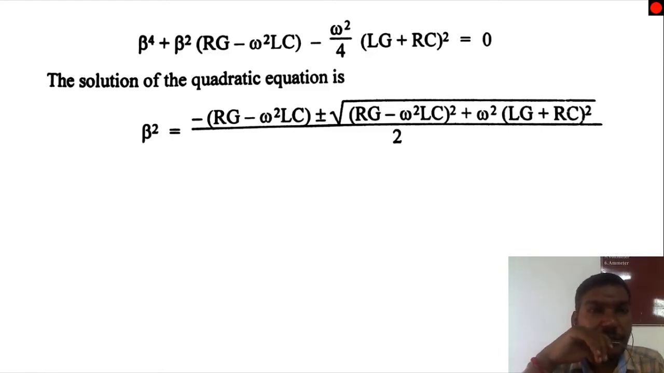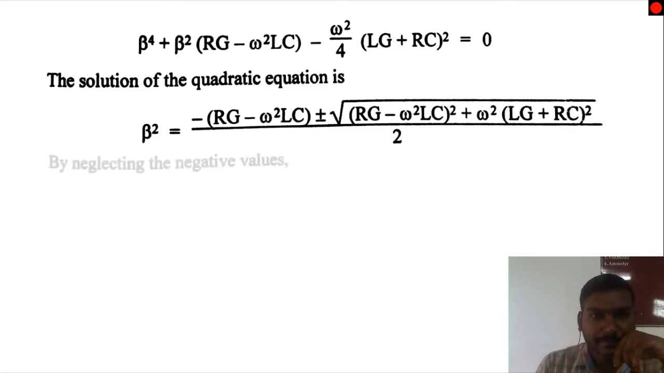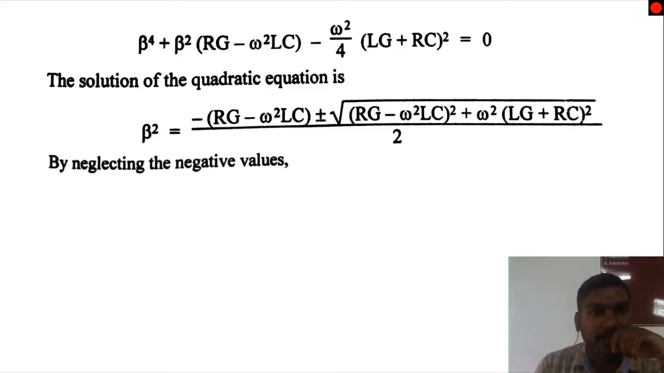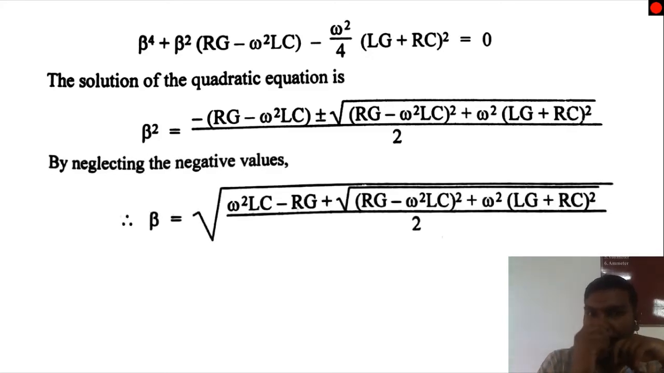Here based on the formula, x is equal to minus b plus or minus root of b square minus 4ac divided by 2a. Here the a is 1, b is Rg minus omega square Lc, and c is omega square by 4 into (Lg plus Rc) whole square. And by neglecting the negative value, we can write the positive value. Beta square is equal to omega square Lc minus Rg plus root of (Rg minus omega square Lc) whole square plus omega square (Lg plus Rc) whole square, by 2.